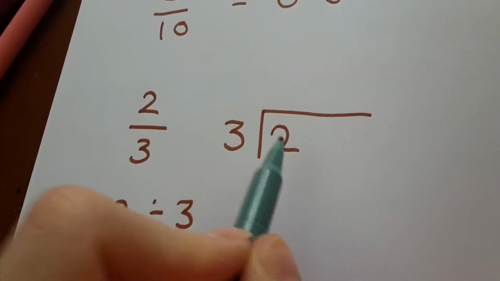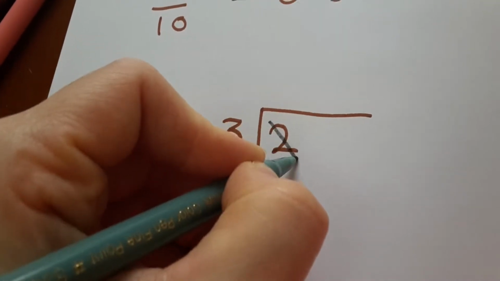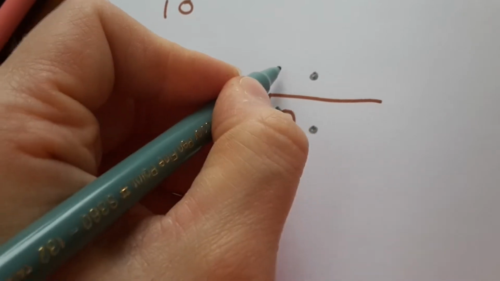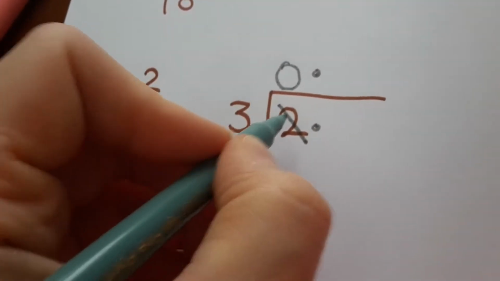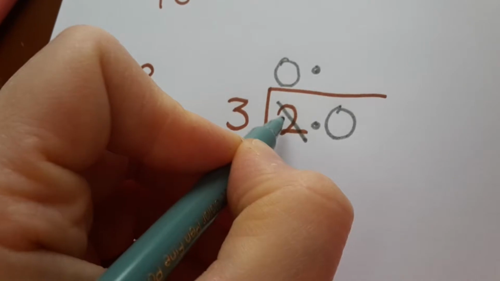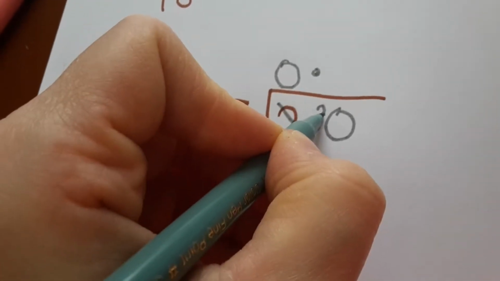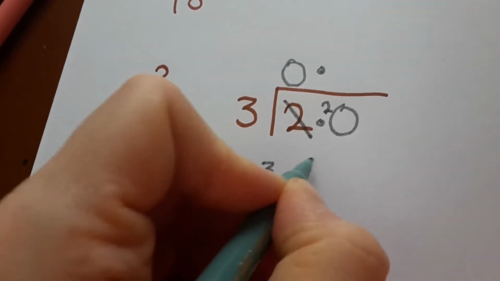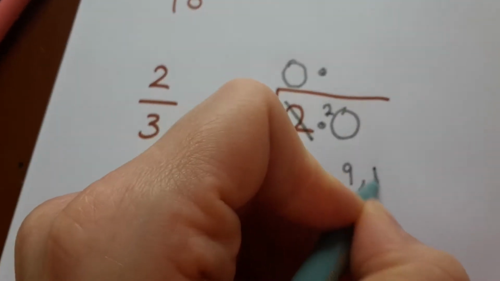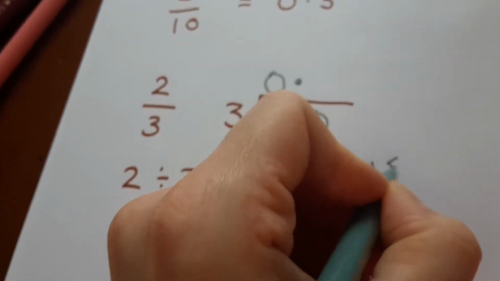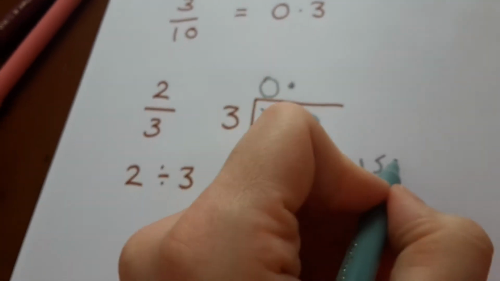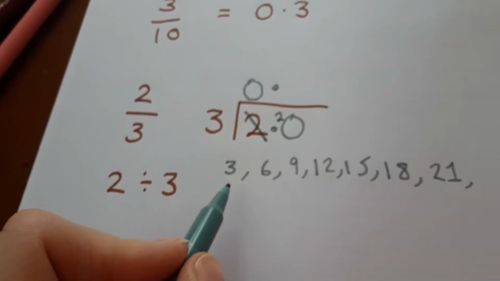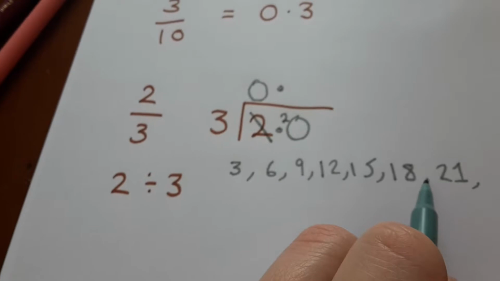So 3 into 2 won't fit, so we cross it through and we put a decimal point in and a 0 because 3 won't fit into 2. And we need to carry our remainder of 2 onto a new 0. How many 3's would go into 20? So let's write down a 3 times table. 3, 6, 9, 12, 15, 18, 21. That should do us for the second. So 20 fits in here.